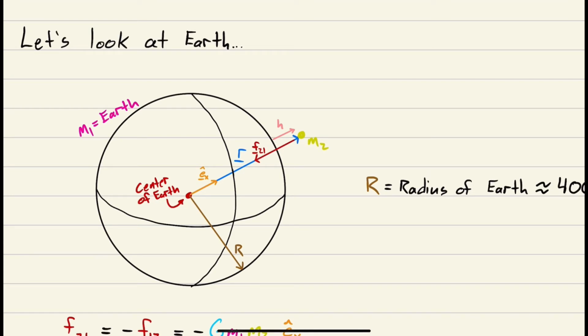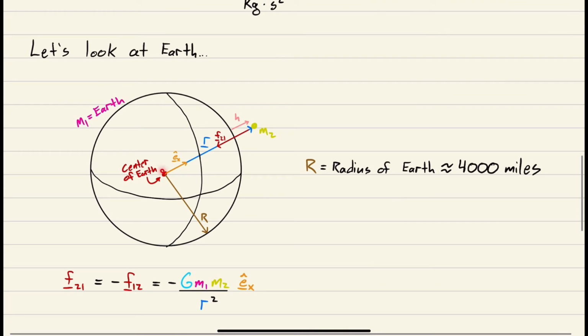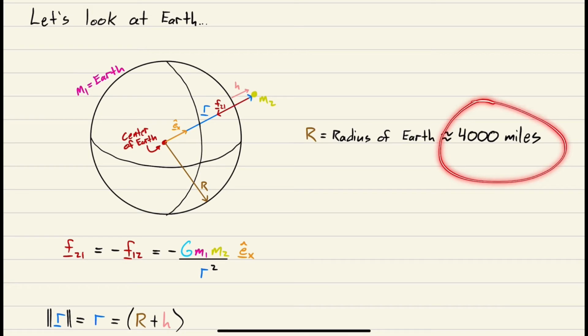And we still have our vector r, which points from the center of mass of the Earth, in this case, to the center of mass of M2. That is still r. e_r is the unit vector that points in the direction of r. And we have F21, which is the force that body 1 exerts on body 2, right? So it'll be going in that direction. And the Earth has radius R, approximately 4,000 miles. Or at least that's what Google told me when I put that in.